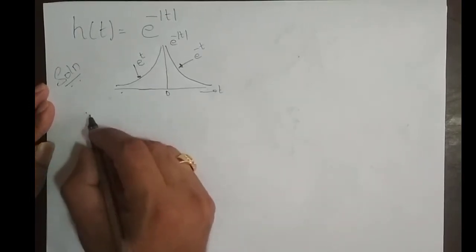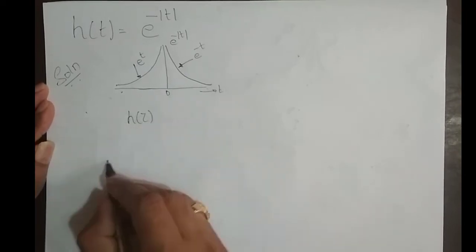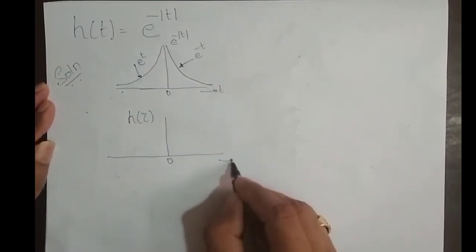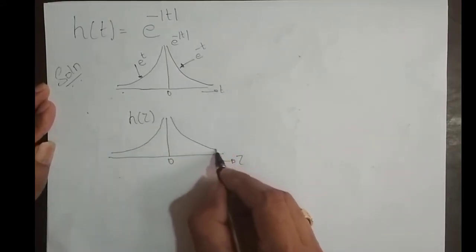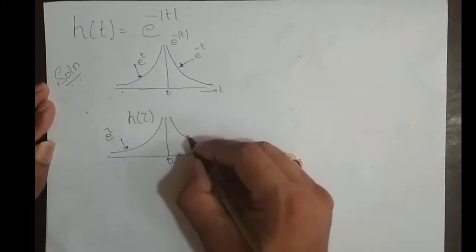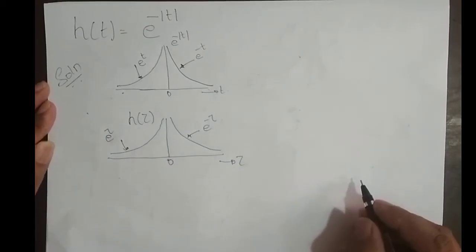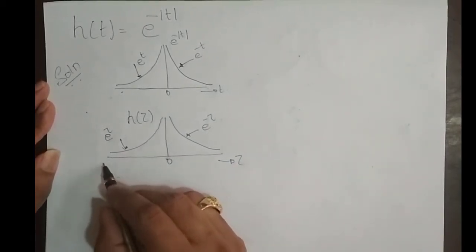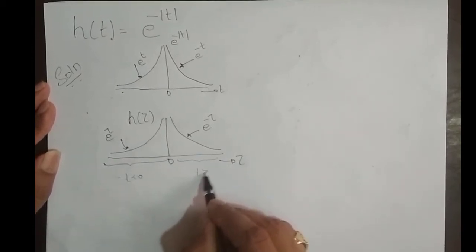Okay, so now I want h of tau. Let me plot it again. So our h of tau is something like this. This is 0, this is tau. So this signal is e power plus tau and this signal is e power minus tau. Fine. So we again have two regions here. One region is for t less than 0, the other region is for t greater than 0.